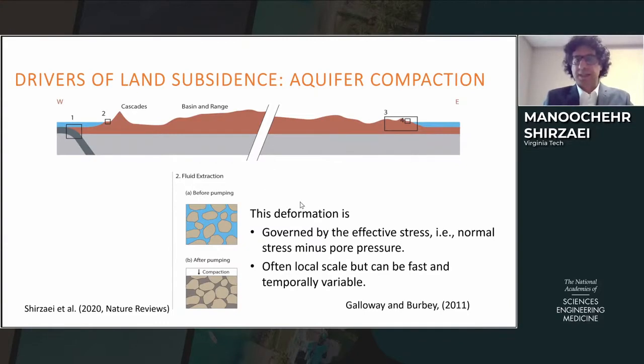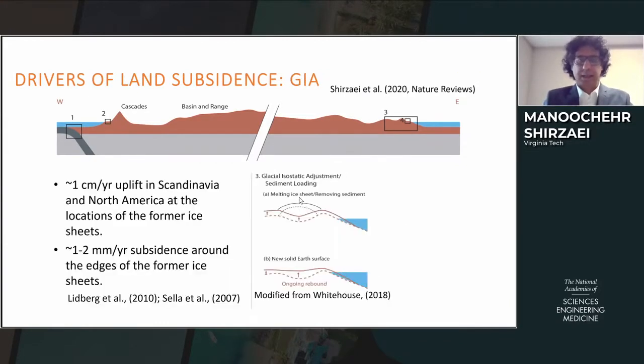The third process that was carefully discussed yesterday is the GIA effect, the rebound of the crust and of the mantle due to removal or addition of the load. So GIA is one, and sediment loading is another. This is the process that causes a global change in elevation of the ground at the rate of 1 centimeter per year where ice mass is lost, and subsidence of about 1 to 2 millimeter per year at the perimeter of that old ice sheet.